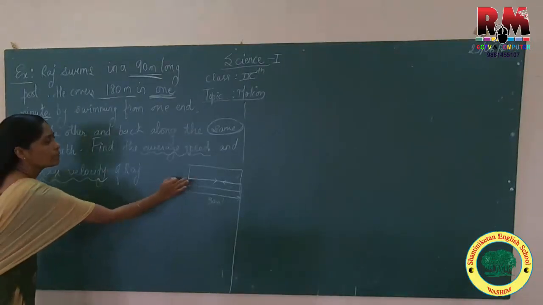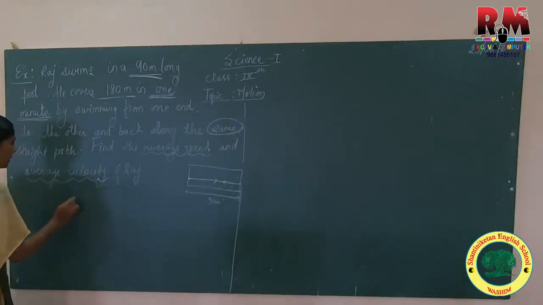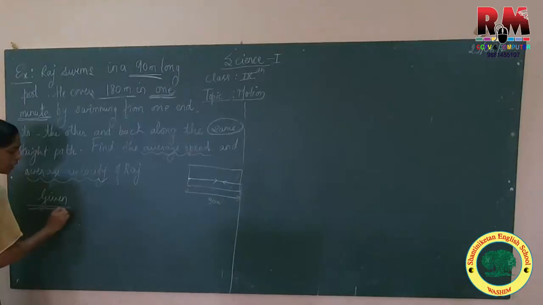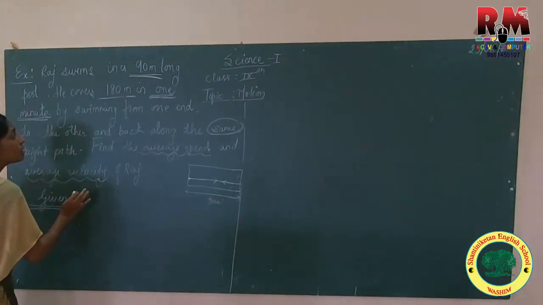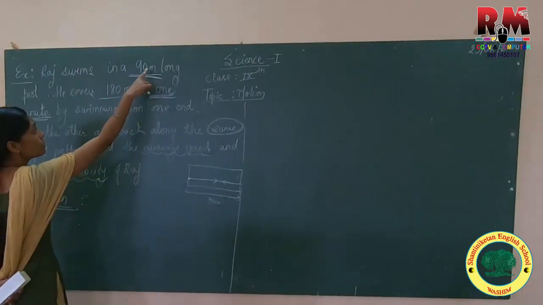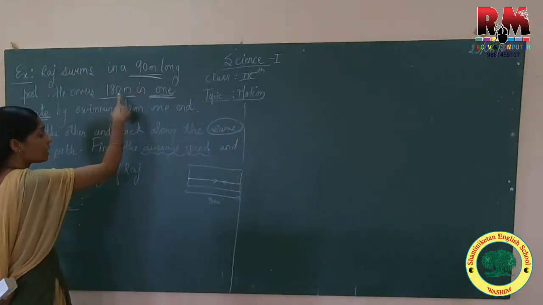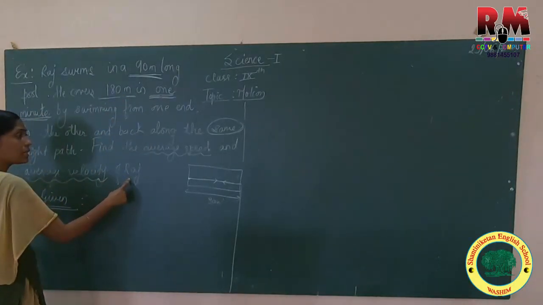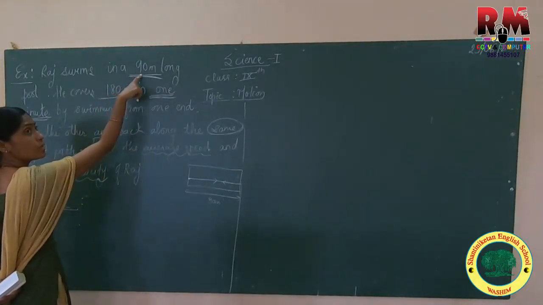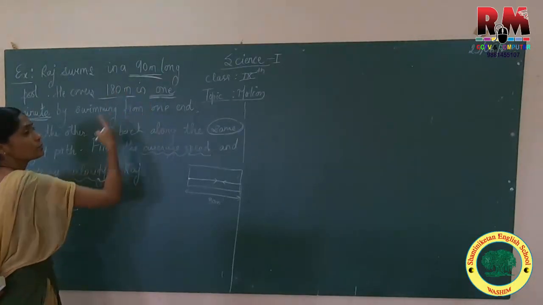Very first I have drawn this diagram because it makes it a little easier. Second thing, while writing the given, I have to be very careful to look at each and every concept given. This 90 meter is not useful for us for Raj because we are finding the velocity and speed of Raj. So actually the swimming pool is 90 meter, but he is covering 180 meter in 1 minute.